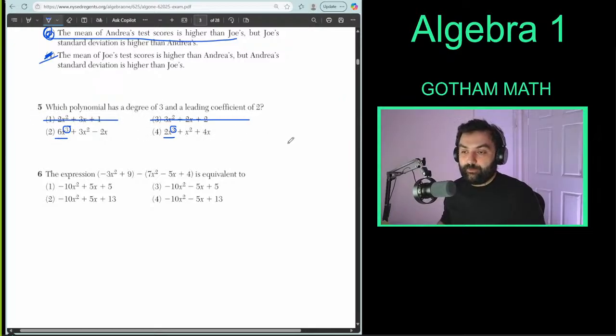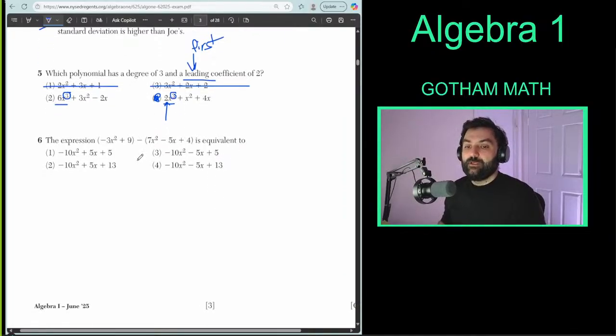Now let's decide whether it's 2 or 4. Leading coefficient is 2. Does the word leading reveal something to you? Yes. Leading means like first-ish. The first number is 2. That's what they say. That's why the answer would be 4. Well, if anyone didn't see that, that's here.